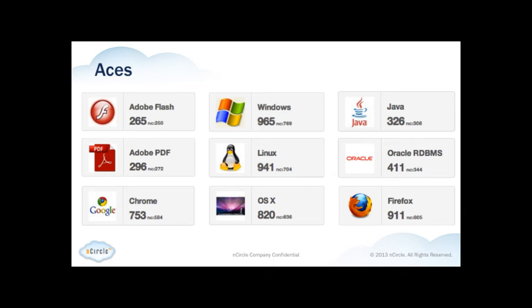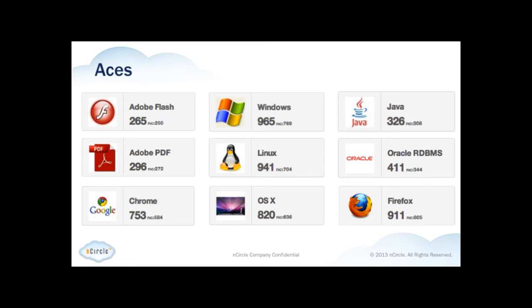So there's a few things that you have. The aces in your hand, and these are the aces that nCircle gives you. Some of the more common applications out there are Adobe Flash, Windows, Java, Adobe PDF, Linux, Oracle, Firefox, Mac OS X. And here's a view of some of the coverage that we have for these applications. This view goes back to the beginning of CVEs. For Adobe Flash, for instance, there's 265 vulnerabilities that have been reported. nCircle covers 250 of those. We cover everything that's current. The ones that we don't cover are back from the '07 days and beyond.